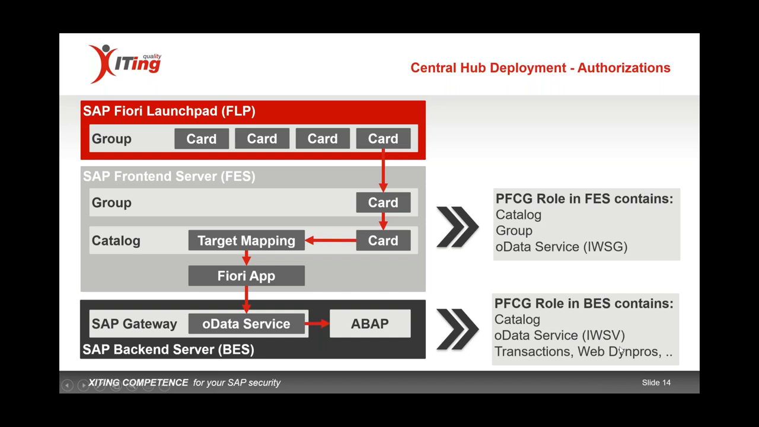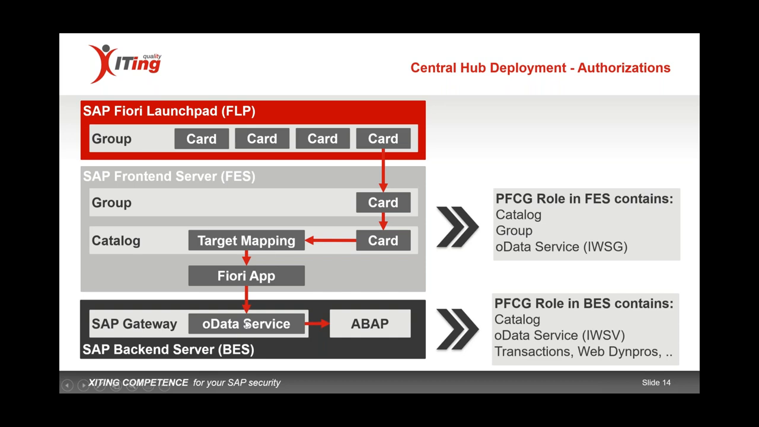So again, on the front end, we just basically say whether the user can see the tile or not. But then on the back end, we define what within that tile the user can see. Can he change? Can he display? Can he display a certain company code or another? That's all on the backend. So that's all backend authorizations that we still have to build.